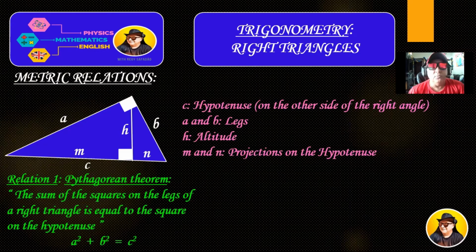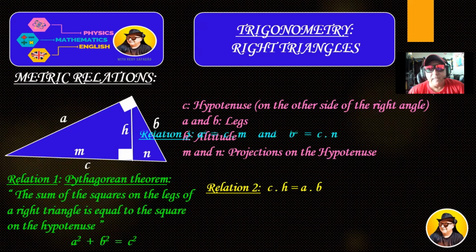But the most important relation is the Pythagorean theorem: the sum of the squares of the legs of the right triangle is equal to the square of the hypotenuse. So A squared plus B squared is equal to C squared. This is the Pythagorean theorem, the most important relation here in the right triangles. And relation 2 is C times H is A times B.